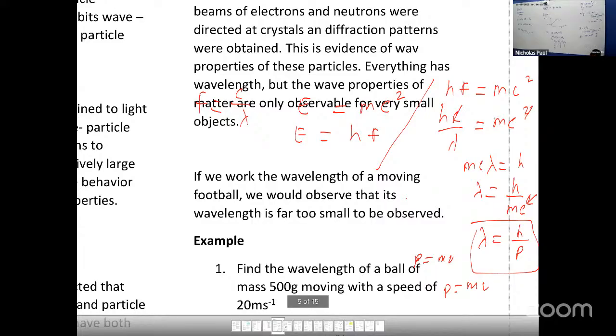What did you all get? How much? Minus 35. So how small the wavelength is. But the reason I gave you that is that a ball has a wavelength. So you're able to see that a particle could have wave properties. How can that ball have a more pronounced wavelength, one that we could actually observe? What must happen?